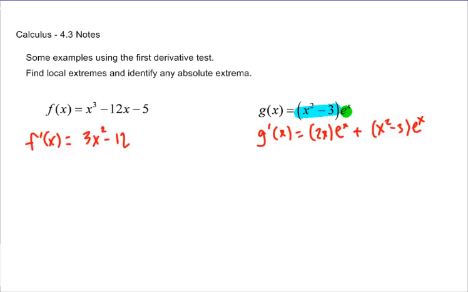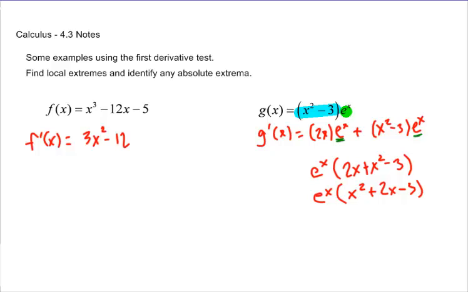And what I would do is go ahead and factor on this one. I would factor the e to the x out. So e to the x times 2x plus x squared minus 3. Well, we don't want to leave it this way. Go ahead and clean it up just a little bit: x squared plus 2x minus 3. Okay, so there's your first derivatives.